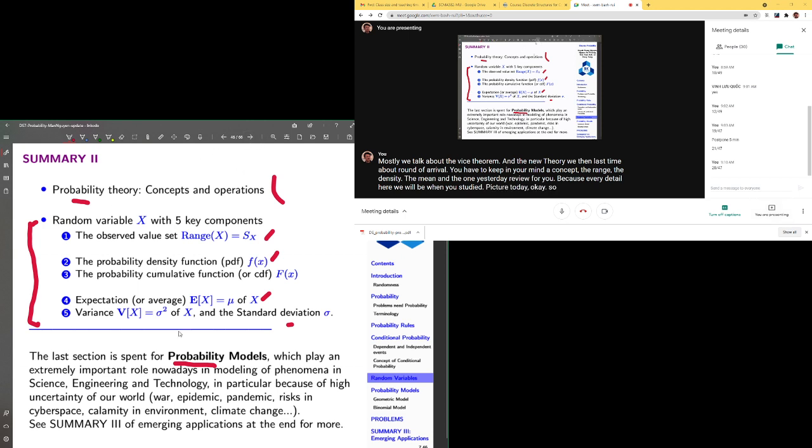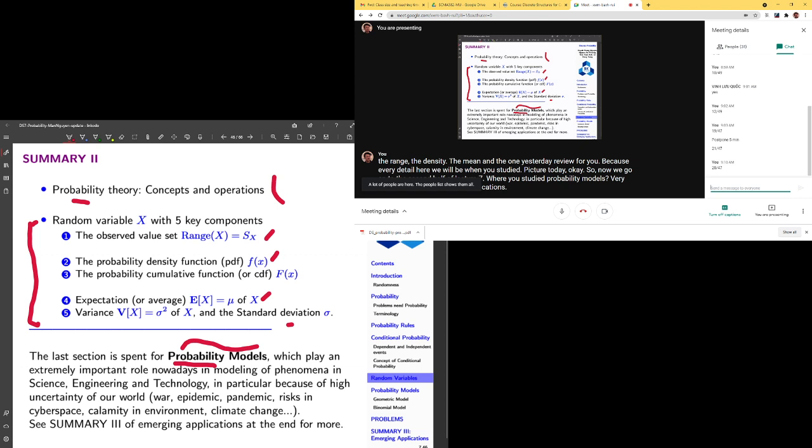So now we move on to the second half of lecture 7, where you study the probability models. Very important nowadays in many applications, not only for computing or software engineering, okay? You can apply in virtually every area, just because the uncertainty exists everywhere, okay?